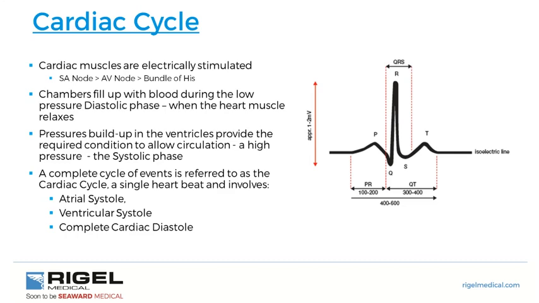Chambers fill up with blood during the low pressure diastolic phase when the heart muscle relaxes, then pressure builds up in the ventricles that provide the required condition to allow circulation, which is the high blood pressure phase and the systolic phase. A complete cardiac event is referred to as a cardiac cycle. A single heartbeat involves atrial systole and ventricular systole, and then complete cardiac diastole.